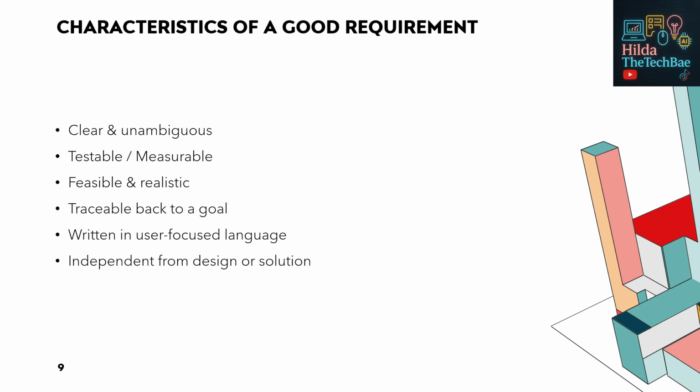And finally, make it user focused. Use language the stakeholder understands and avoid embedding the solution into the requirement. For instance, instead of saying use a drop down menu to select date, say this. Say the user shall be able to select a date. Let the design team figure out the best way to implement that. Keep it simple, focused, and aligned with the problem you're trying to solve always.